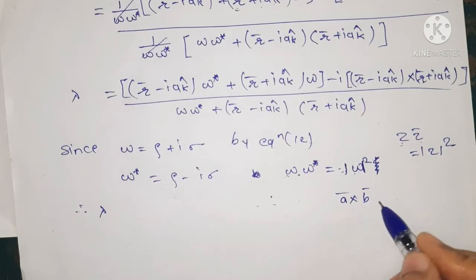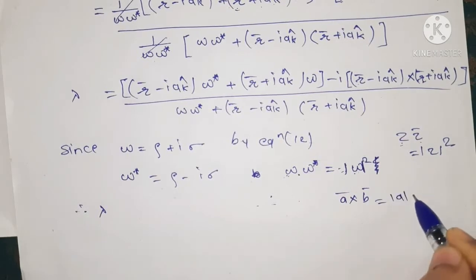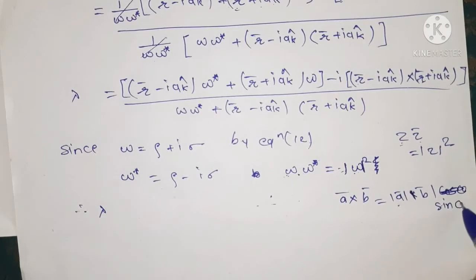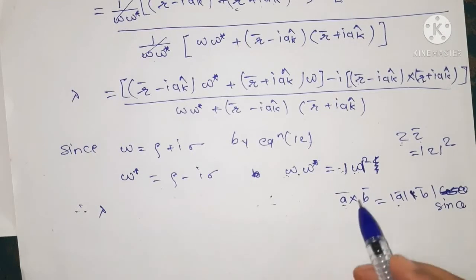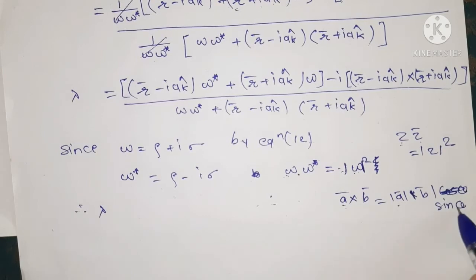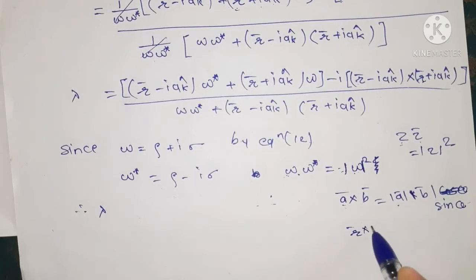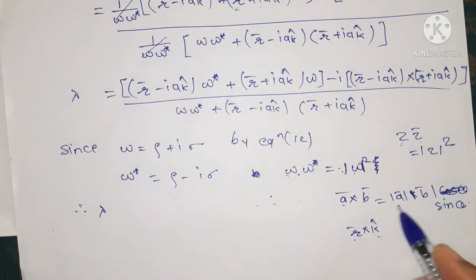So a bar cross b bar will be the magnitude of a into magnitude of b into sine theta. So whenever they are perpendicular, then sine theta will be equal to 0. Here, when we take r bar cross k bar, or we can say r bar cross r bar.